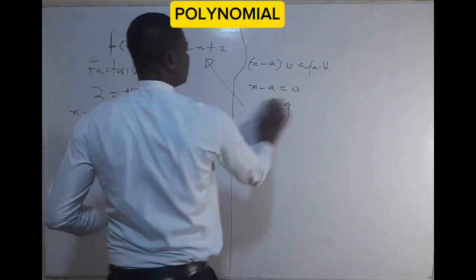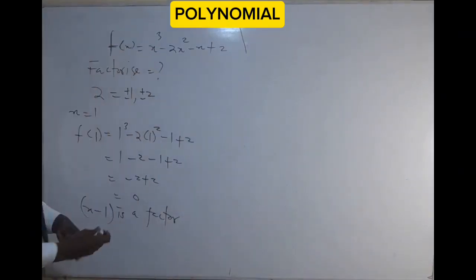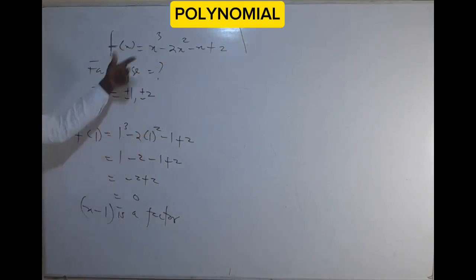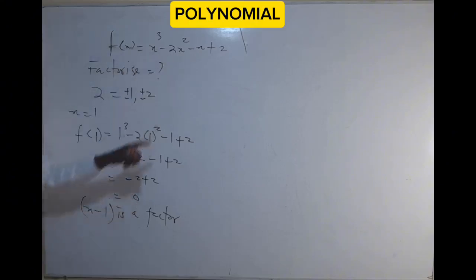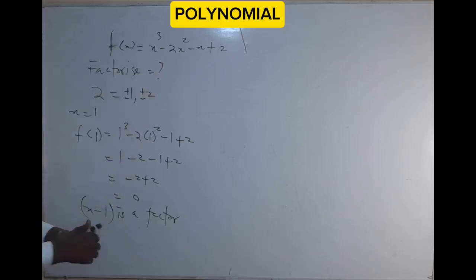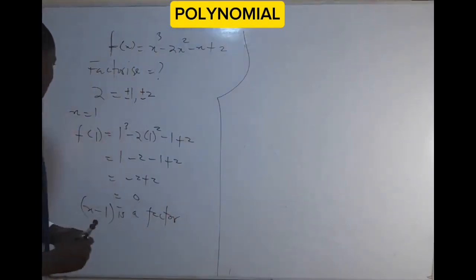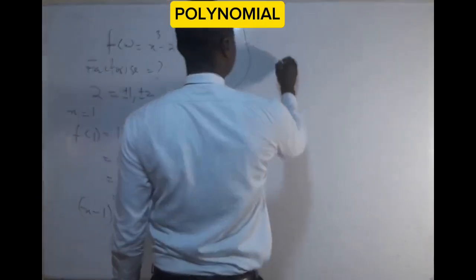Now, because it's a cubic function, we need to get 3 factors. Now we have gotten 1 factor. It means we have to test and see any value that will give us 0, then x minus that particular value that we substitute is a factor, but we don't want to waste our time. What you are going to do is to divide this by this and see what you are getting. The result will give us the other factor. So we are doing division of polynomials, okay?